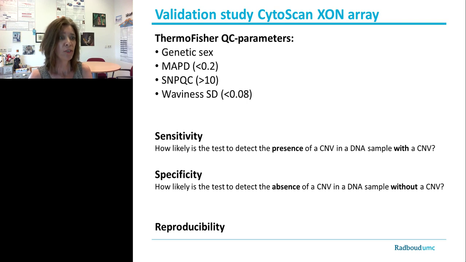Within our validation study for the CytoScan XON Array, we not only looked at the genetic sex, which is important, but the main thing is the QC parameters, and we used those settings, those values that were put up by Thermo Fisher, as depicted here. And then obviously also we would like to determine the sensitivity, the specificity, and the reproducibility.